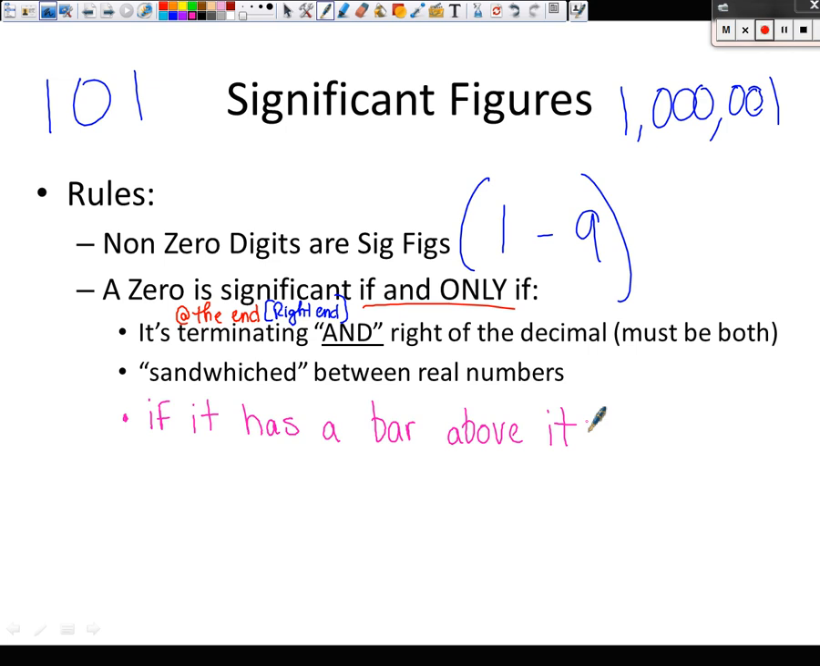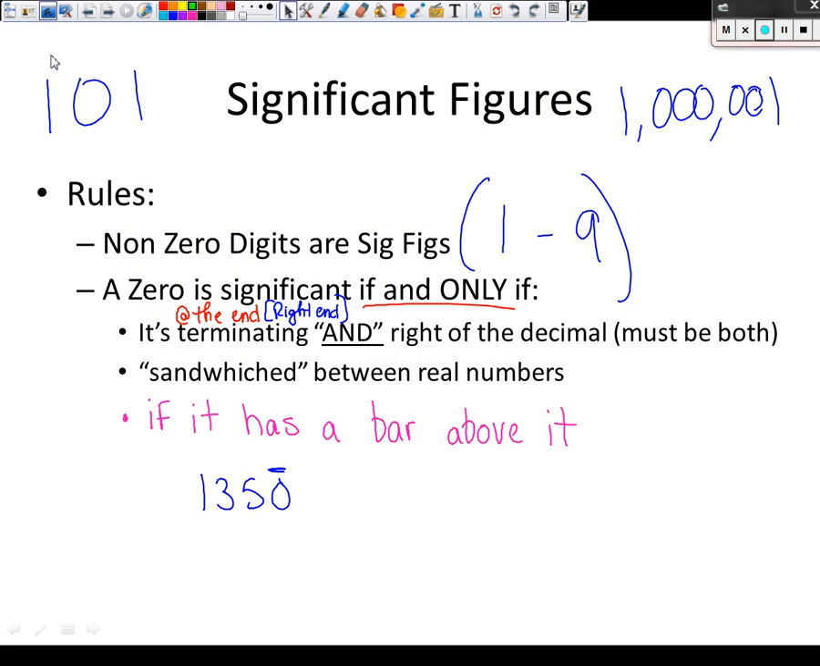So these are the 3 rules for zeros. If it's terminating and to the right of the decimal, if it's sandwiched between real numbers, or if it has a bar above it. So let me give you an example of the bar. If it's like 1350 and there is a bar above it, does that make more sense? Is that 0 significant? Yes, so you treat it like it's a real number. You treat it like it's a 1 through 9. And like I said, you'll see more examples of that in a second.